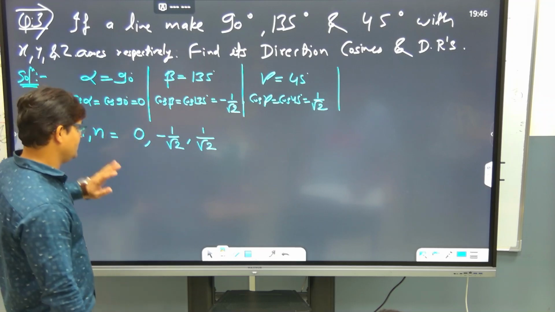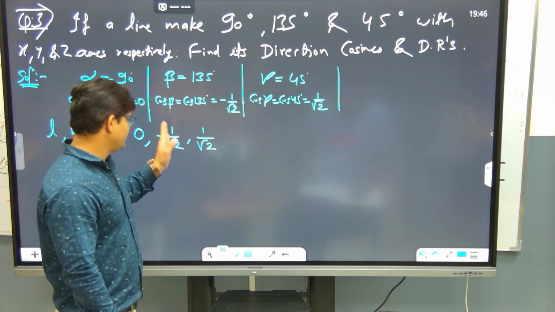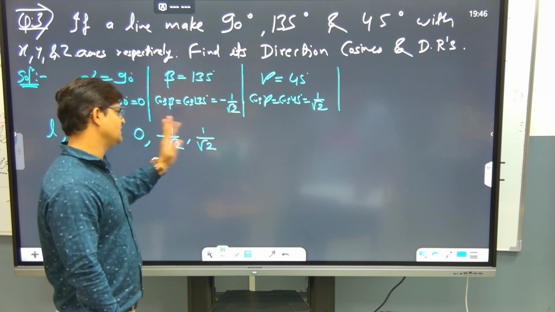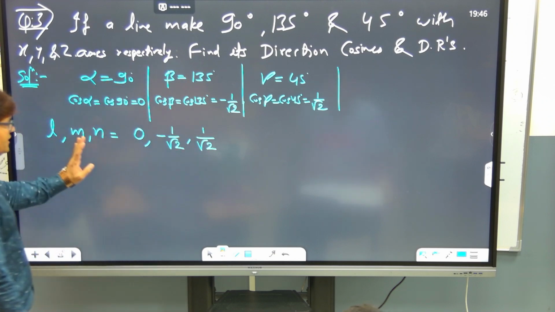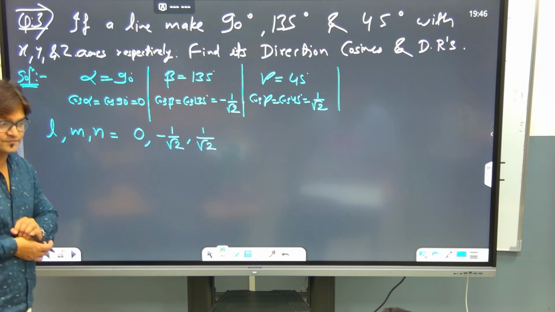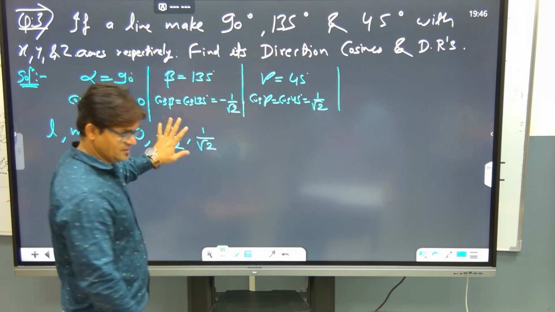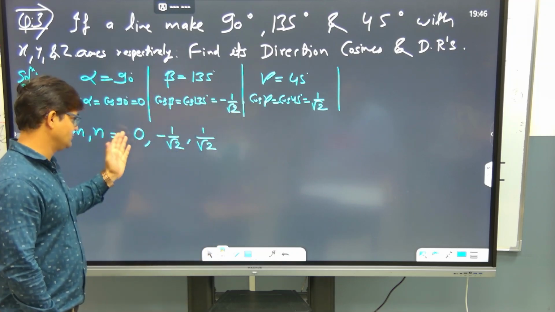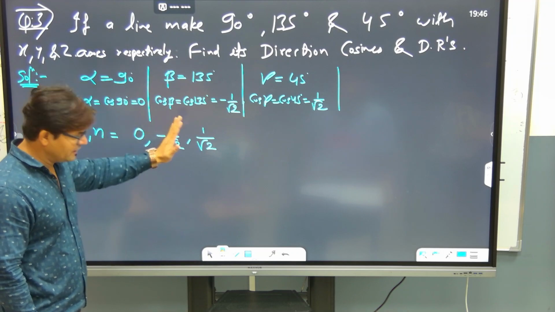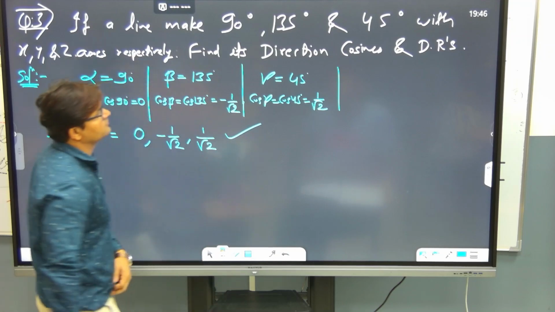We can write the negative values also, because 0 is neutral, one is plus, the other is minus, so it works the same way. Now what about the direction ratio of this case? The direction cosine is unique, so we can calculate this value. Or maybe the negative values, 0, plus 1 by root 2, minus 1 by root 2, are also correct for this case. But at this time we are writing only this one.